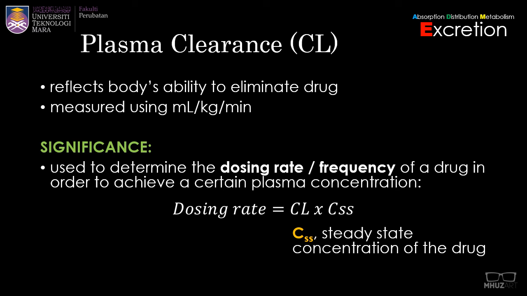Why is this significant? In clinical practice, this plasma clearance is used to determine the dosing rate or the dosing frequency of a drug in order to achieve a certain plasma concentration, to of course produce a certain pharmacological effect. So the formula here is the dosing rate or frequency equals CL, which is clearance, times CSS. Okay, what is CSS? CSS stands for steady state concentration of the drug. This is a new terminology which I will be explaining in the next few slides.